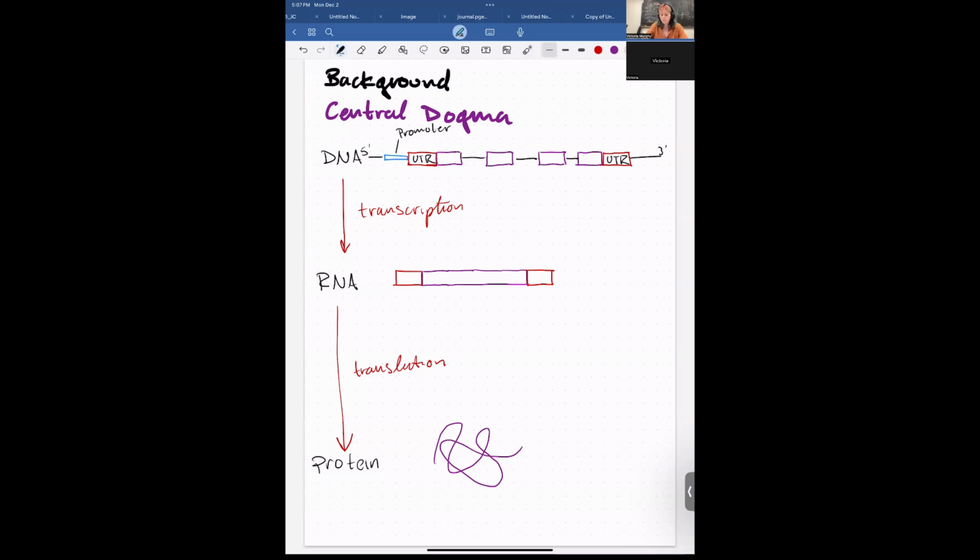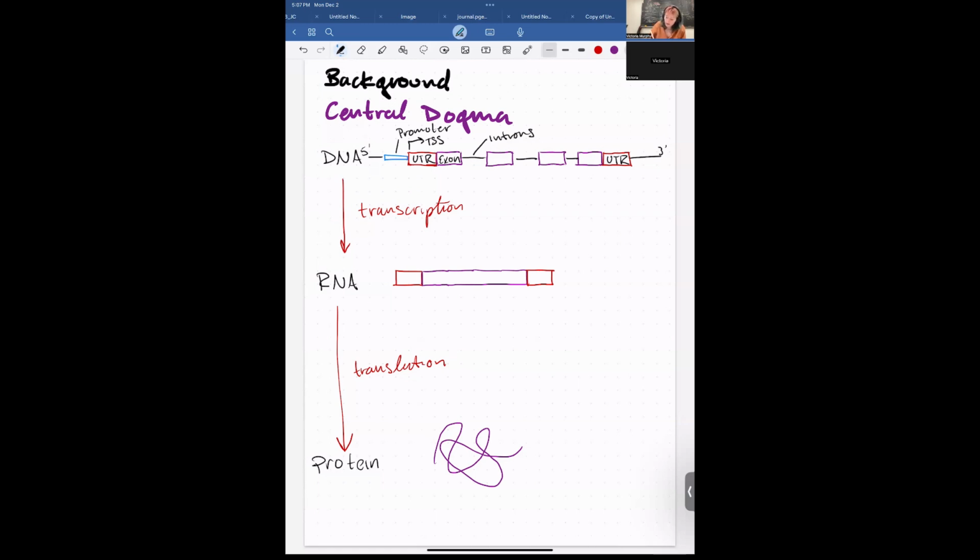And then in purple, I'm putting exons. And then these black lines in between the exons represent introns. And then during transcription, when the mRNA is processed, the introns are removed, and transcription begins at the start of that UTR. So this would be the TSS, or transcriptional start site.